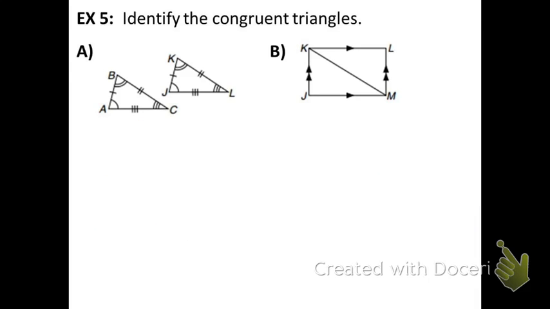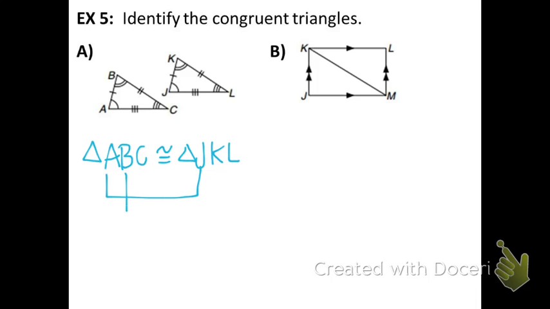Example 5 says to identify the congruent triangles. Now, here we can see that we have congruent sides and congruent angles, so we're going to say triangle ABC is congruent to triangle JKL. Make sure that the A lines up with the J, the B lines up with K, and the C lines up with the L.